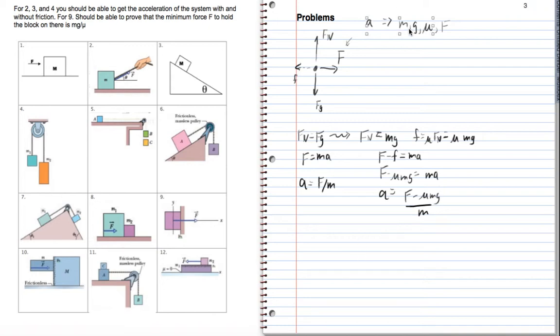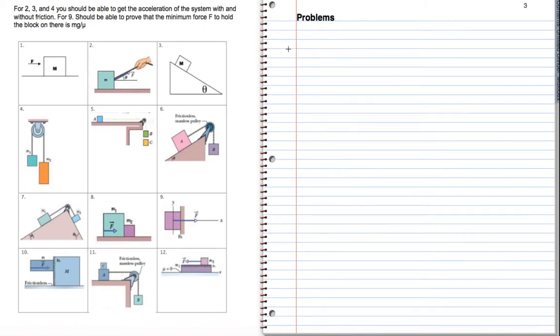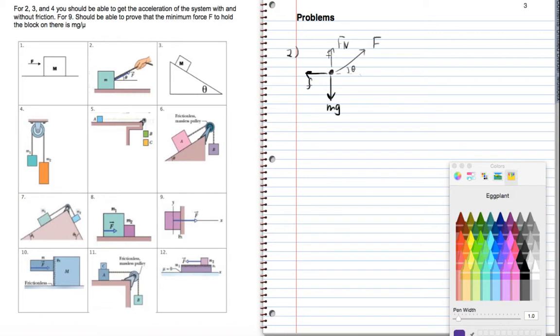So that's fairly straightforward. Things get a little trickier when we want to put things at an angle. So for example, in problem 2, we've got a different situation where we've got a normal force. We've got this force F at an angle theta. And so we have friction going backwards, and we have mg, the weight, pointing downwards. You can actually write it like that on the AP. Now let me just do a little color coding here. This will be F cos theta, and pointing upwards will be F sine theta.